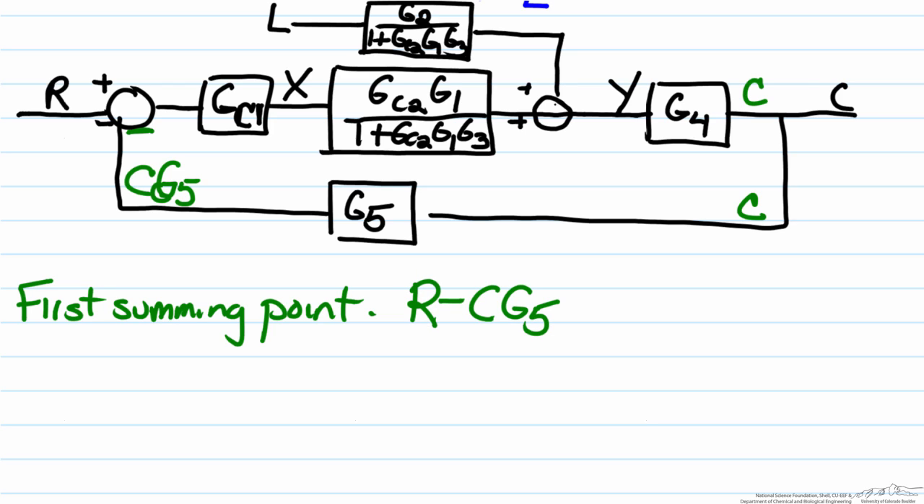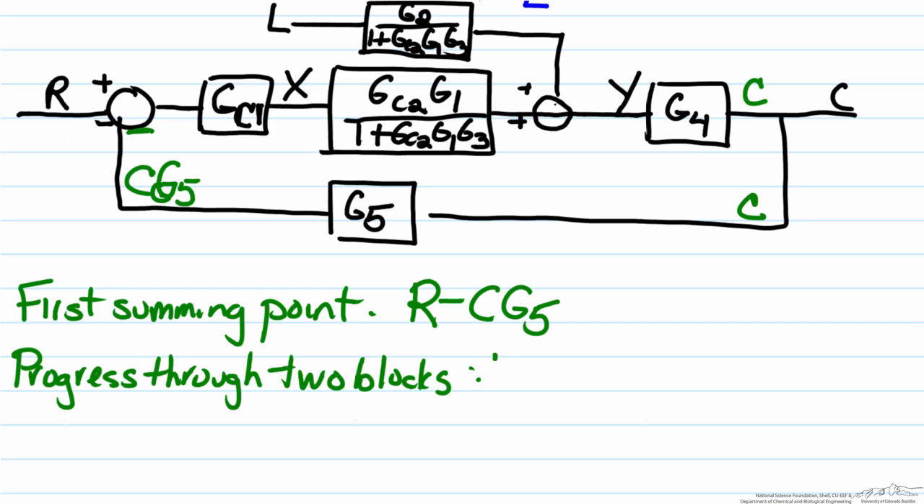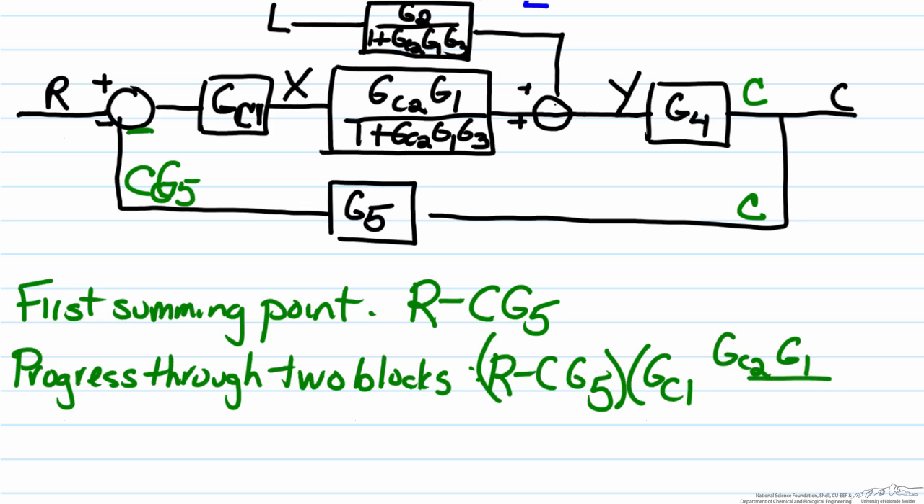We can then go through both the GC1 box and the combined box. Here, x is no longer necessary because x would just be defined as our summing point multiplied by GC1, so x and y we no longer need anymore in our analysis. After you progress through the two blocks, you end up with R minus CG5 multiplied by the terms multiplied together, GC1 and then GC2 G1 divided by 1 plus GC2 G1 G3.